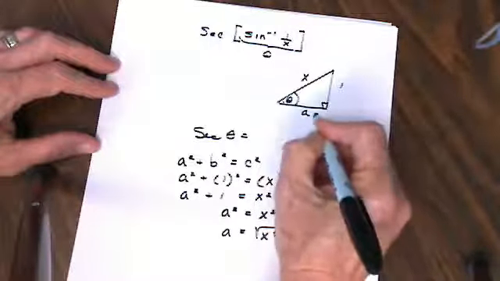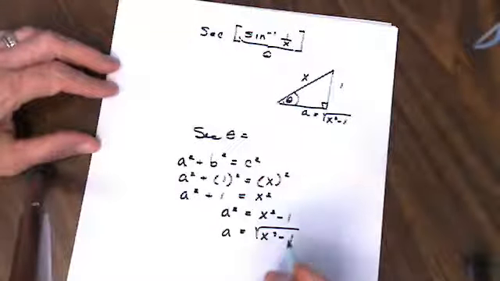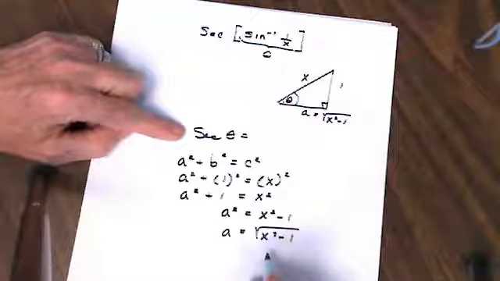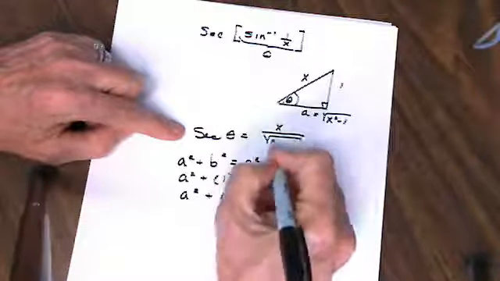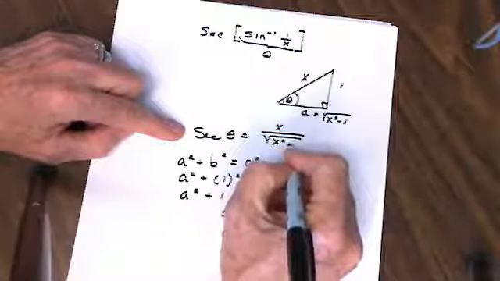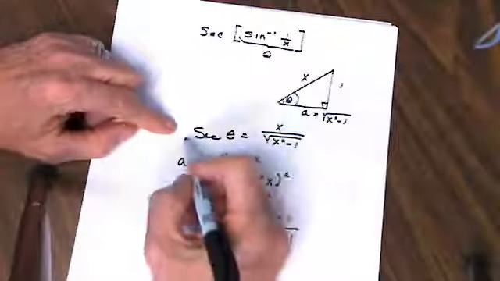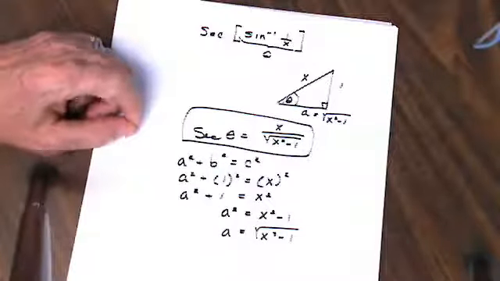So now I can go back up here and say this is the square root of x squared minus 1. And now I'm going to be able to take the secant of that angle. The secant of that angle is hypotenuse over adjacent, x over the square root of x squared minus 1. I'm not going to rationalize this, but I am going to say that this is the final answer I have to this particular problem.